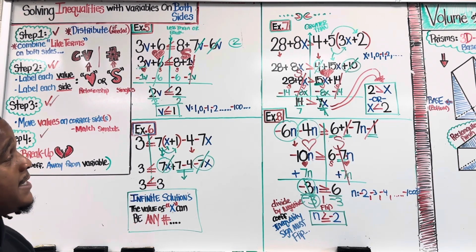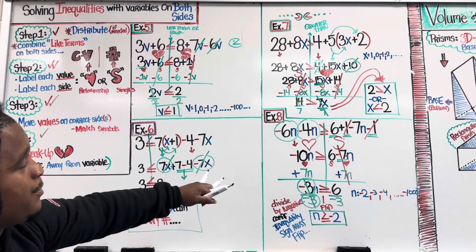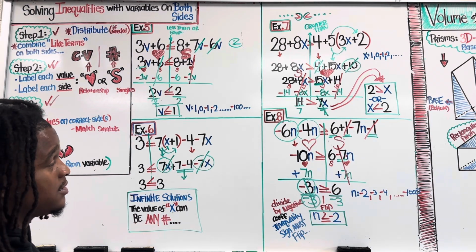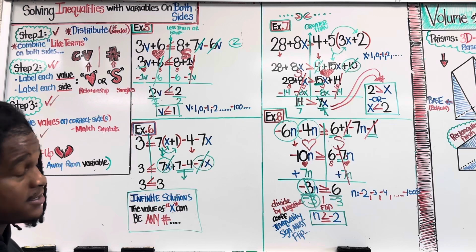So once again, guys, that's example 7 and example 8 of how to solve inequalities that have variables on both sides and inequalities that have multi-steps, okay?